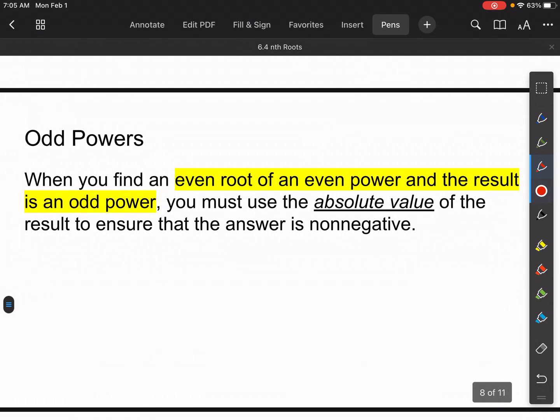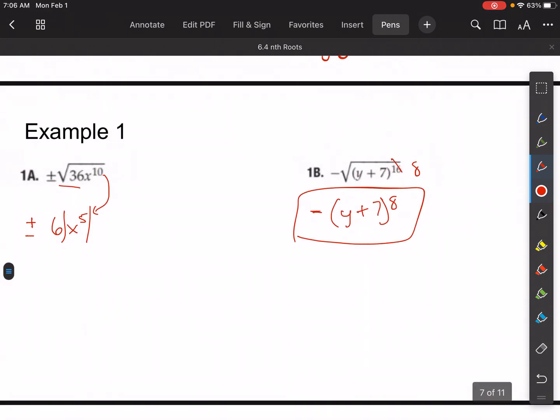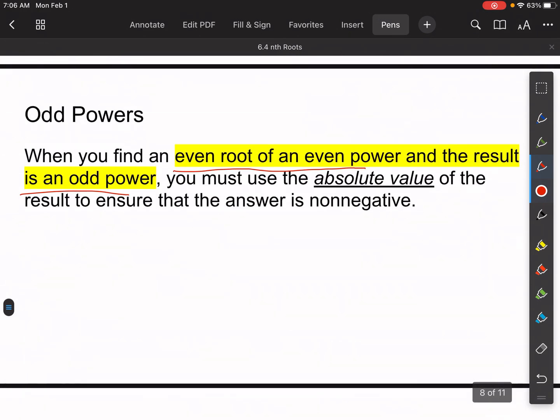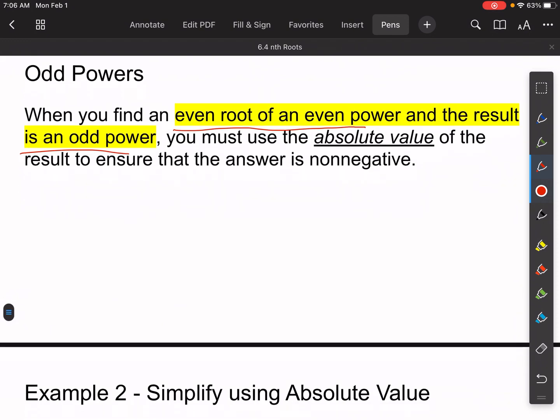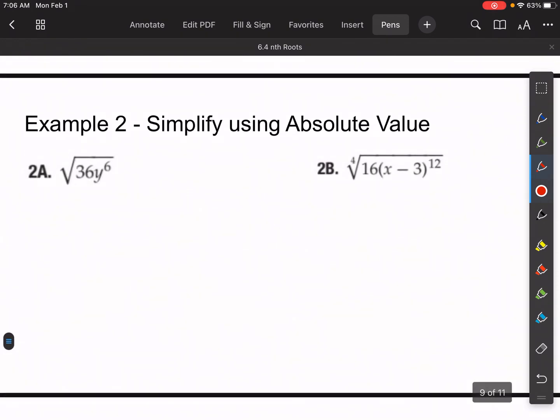Odd powers, when you find an even root of an even power, and the result is an odd power, which is what we just did here. We took an even root of an even power and we got an odd power, then you must use absolute value of the result to ensure the answer is non-negative. Okay, so let's do some of these.